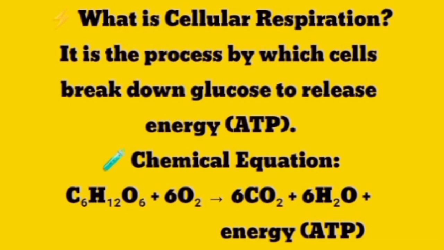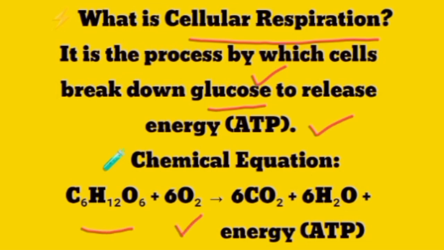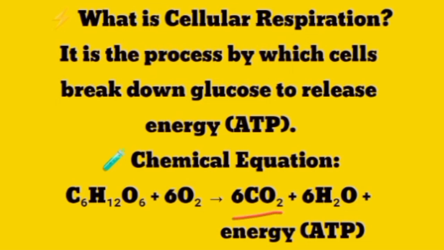Now come to the second part of the video, that is cellular respiration. What is cellular respiration? It is the process by which cells break down glucose. The glucose prepared by the plants is broken down here to release energy, and energy is also called ATP, adenosine triphosphate. And the chemical equation for cellular respiration is: glucose is broken down in the presence of oxygen and releases carbon dioxide, water and energy. Energy is used for all purposes of living things, and carbon dioxide is released here, and this carbon dioxide is again used by plants in photosynthesis.